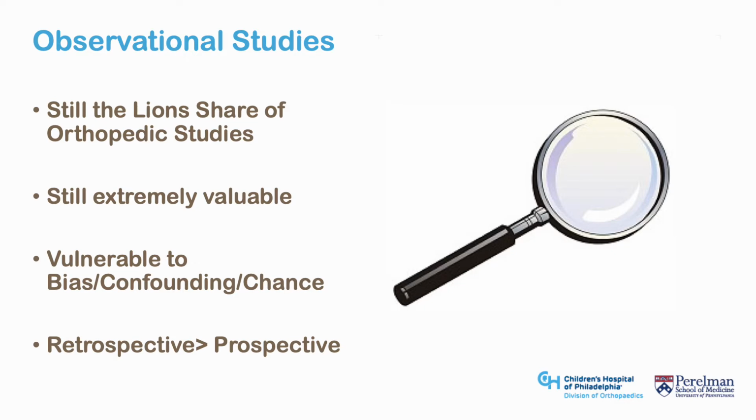A randomized trial allows for laser focus on a specific question and allows an investigator to answer a very narrow question with more clarity. These studies are, however, vulnerable to bias, confounding, and chance. This is doubly true for retrospective studies, where even the data source can be biased.